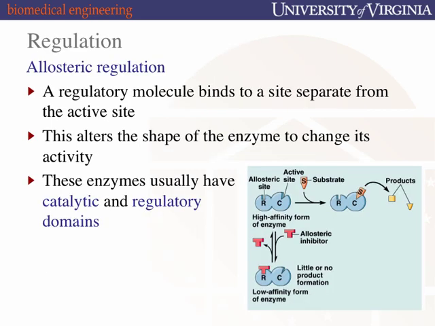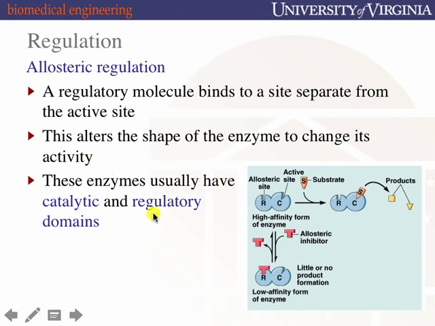Okay. All right. So when we talk about regulation, we've talked about inhibition. Inhibition is a form of regulation. Let's expand this concept a little bit to allosteric regulation, which is when a regulatory molecule, it could be an inhibitor, but it could also be an enhancer, right? So in this case, we're going to bind to a site separate from the active site, and we're going to alter the shape, right? So we're going to change the conformation of the enzyme to change its activity. But when we talk about regulation, it can go both in the positive direction and the negative direction. It can actually increase the enzymatic activity in this way.